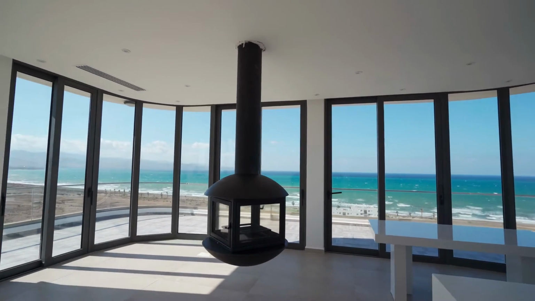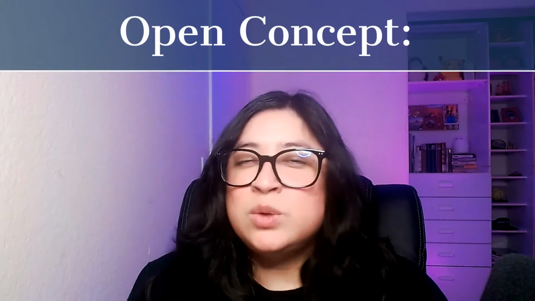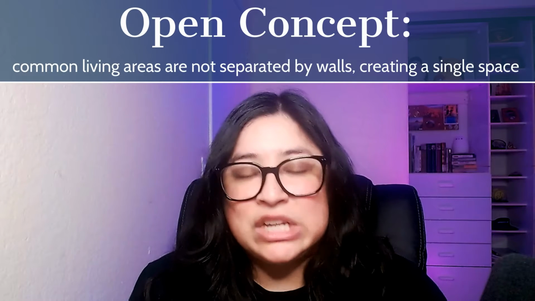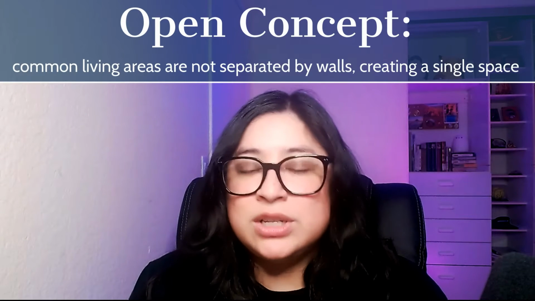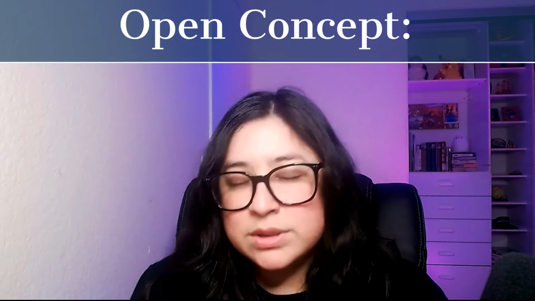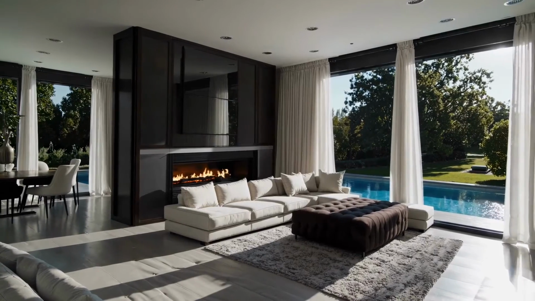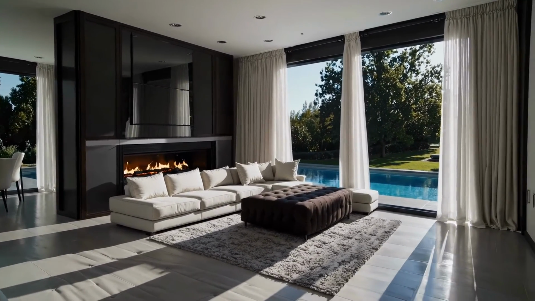If you have an open concept apartment or house, that means that you don't have walls that are separating the kitchen and the living area. You could see to the kitchen from the living room, maybe where you're watching TV. There's no walls separating it. That would be an open concept floor plan or an open concept apartment.